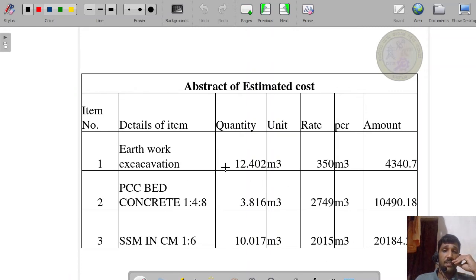Now in earthwork excavation, by multiplying the respective rate, we will get 4340.7, nearly 4,341 rupees. PCC bed concrete, by multiplying these two, it will get around 10,490, means nearly 10,491 rupees. SSM in CM 1:6, here by multiplying this with 2015, you will get 20,184.26, rounded to the next higher digit.